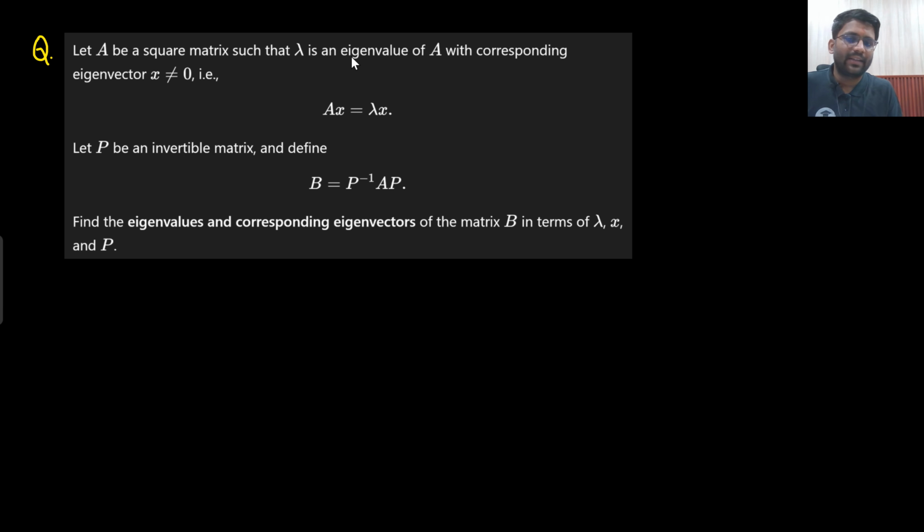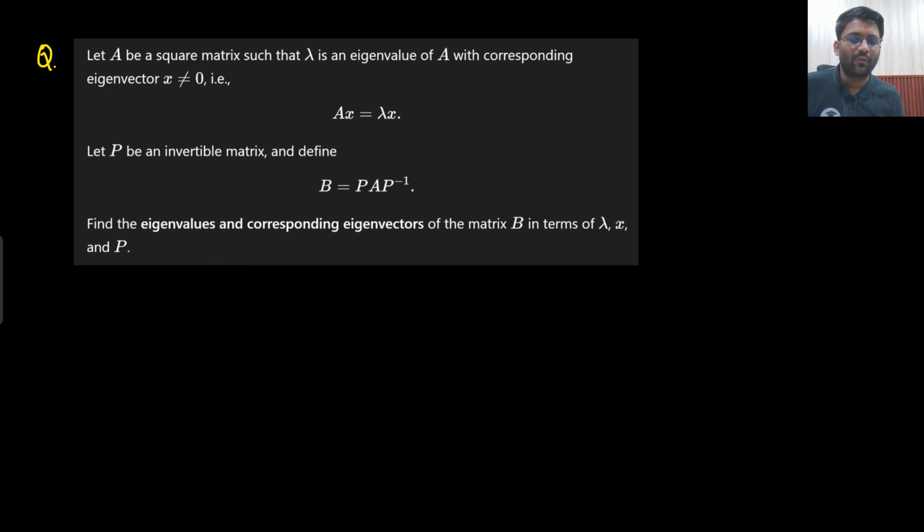Matrix A is given, lambda is the eigenvalue corresponding to eigenvector x. Let P be an invertible matrix, B is defined in this manner. You need to find the corresponding eigenvalue and eigenvector of matrix B in terms of lambda, x and P. Will you be able to do it on your own? I will take a break, drink some water, and come back and we will solve these 4 problems.